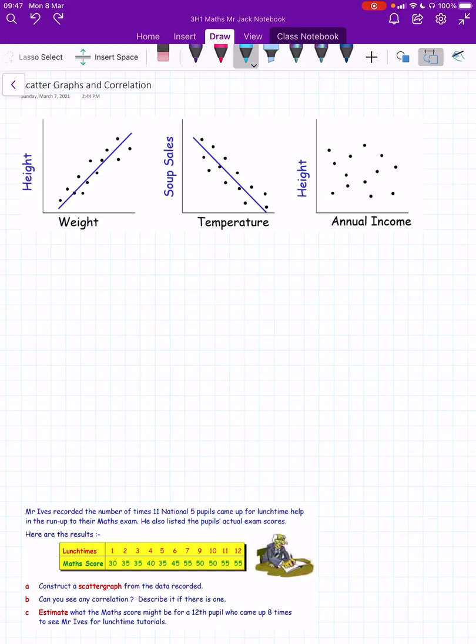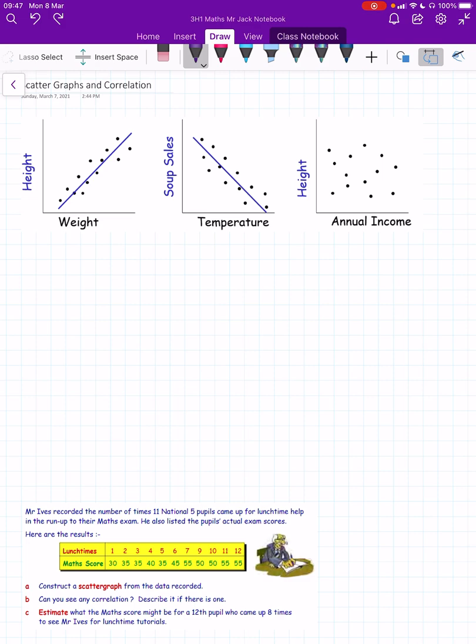Hello third year. This video is going to have a look at scatter graphs and something called correlation. We're going to look at correlation first just because it's a bit easier and a bit quicker, and then we're going to go through a whole process of constructing a scatter graph, putting it together, and answering questions using that. The work that you're going to do for this week is just on correlation and drawing a scatter graph. That's it.